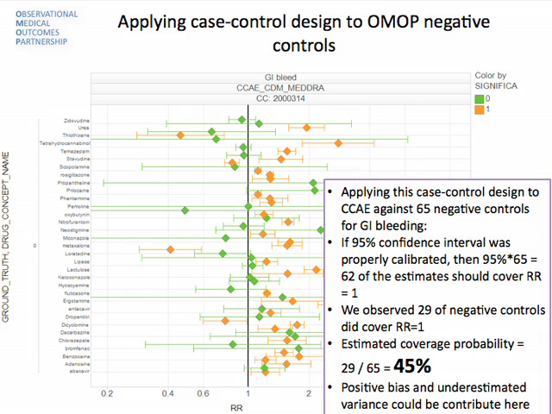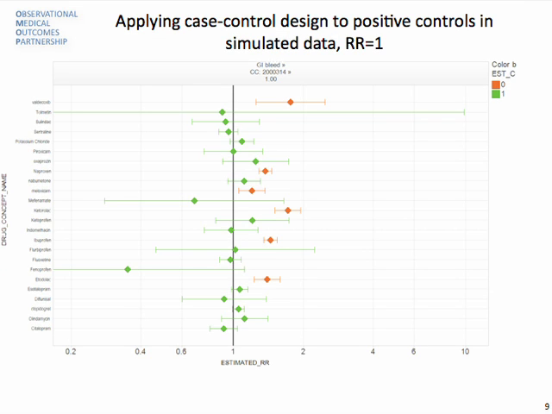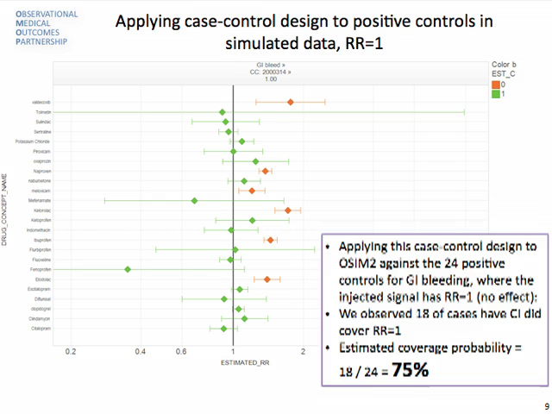So let me shift gears. What I just showed you here was real data using the negative controls. But of course, the challenge is we'd really like to know what's the coverage probability for positive controls. What happens when there's a real effect in the data? And so that's why we need to shift gears to the simulated data. And we're going to use the positive controls for the simulated data, but inject signals of known sizes throughout the experiment. And so here's what happens when we apply the simulated data prior to injecting any signal.